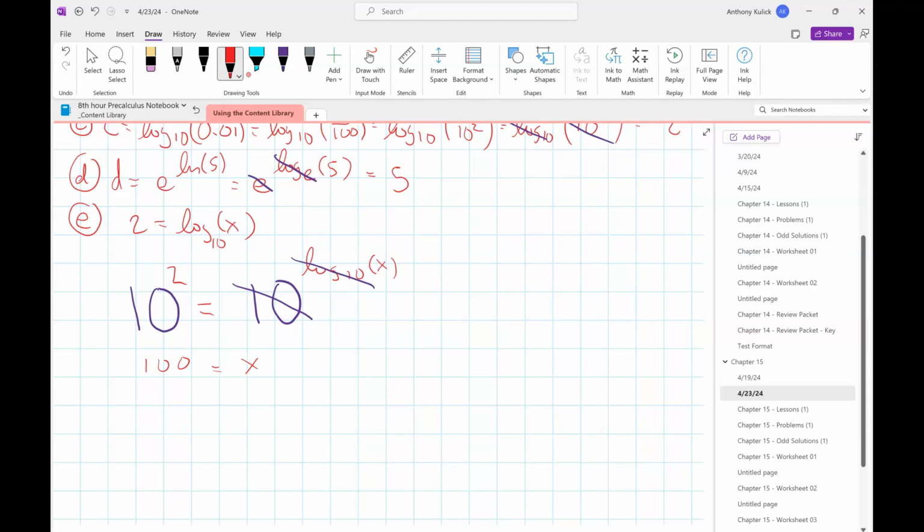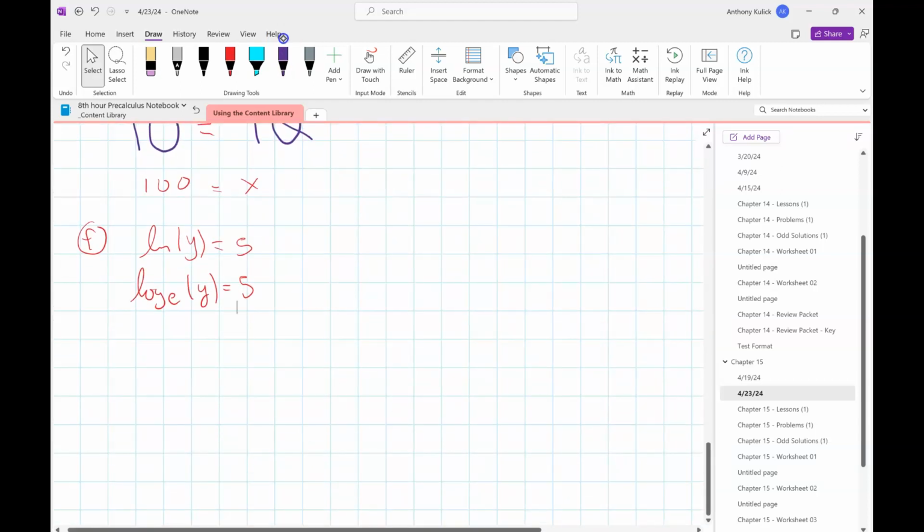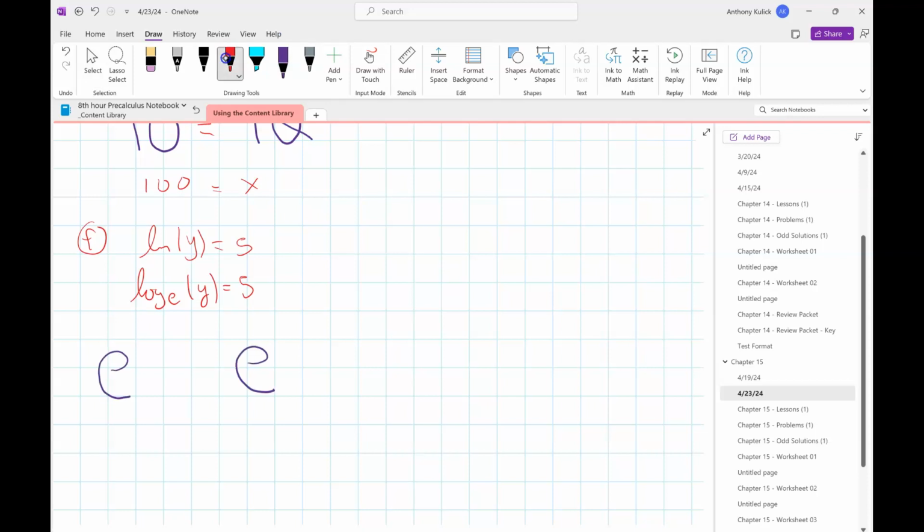Okay. And the last one we have is ln y equals 5. Again, whenever I see natural log, I know that is log base e. So what do I need to do to both sides to cancel that log base e? I use exponent base e.